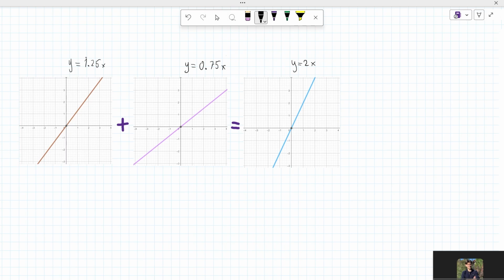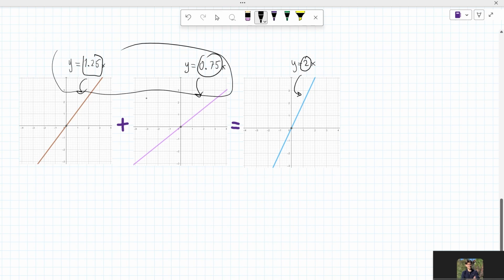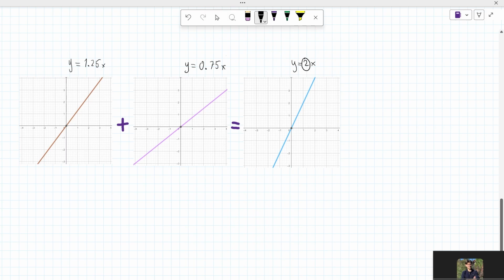We know that if I add 1.25 and 0.75, I get 2. But think of these as functions again, and think of their gradients. 1.25 was the gradient of the brown function, 0.75 was the gradient of the purple function, and 2 is the gradient of the sum of these two functions. Where did this number come from? Well, 2 is just 1.25 plus 0.75.